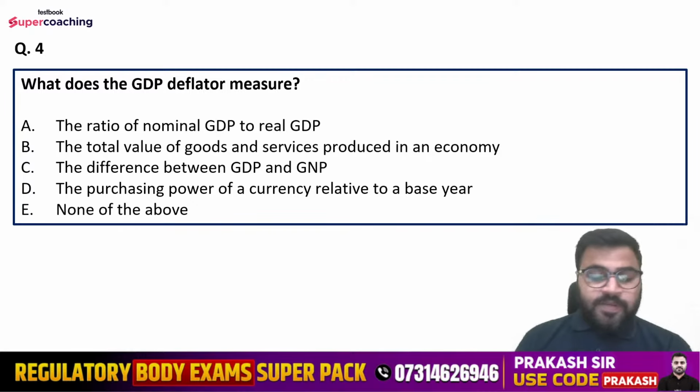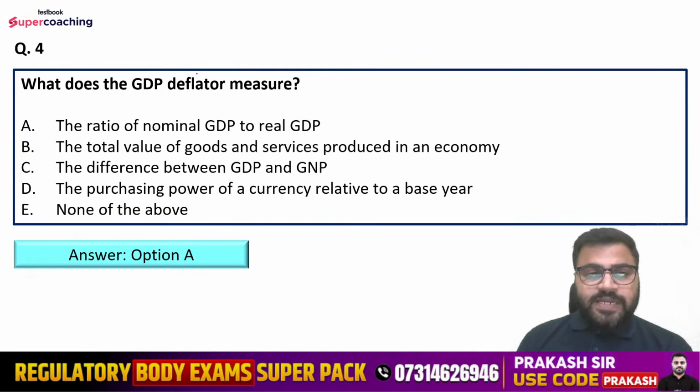Sasti is saying option number A. Yes, right answer is option number A only. That is the ratio of nominal GDP to real GDP. So when we talk about the GDP deflator, it is used to measure the inflation in the economy, right? It is used to measure the inflation.